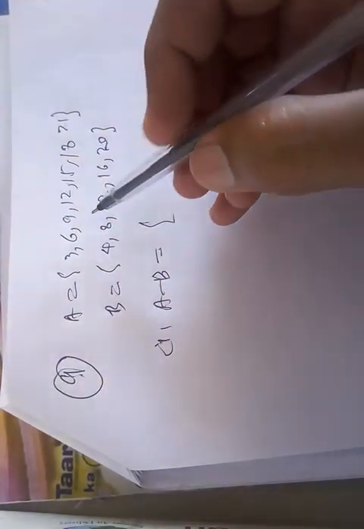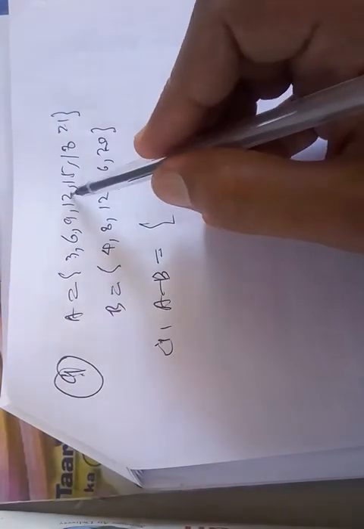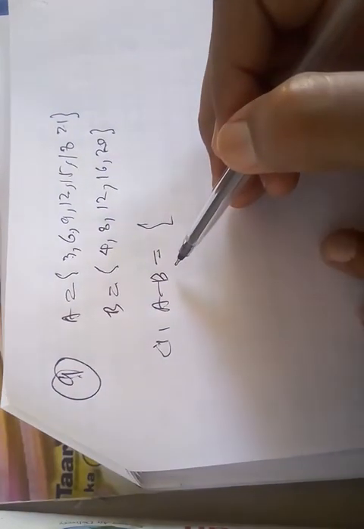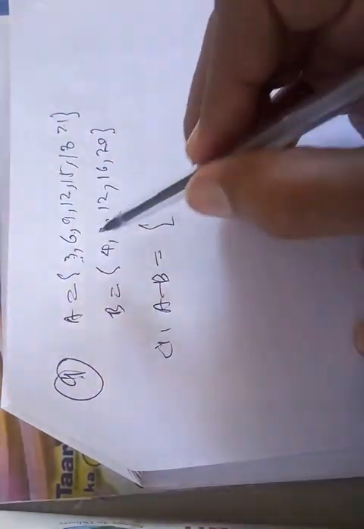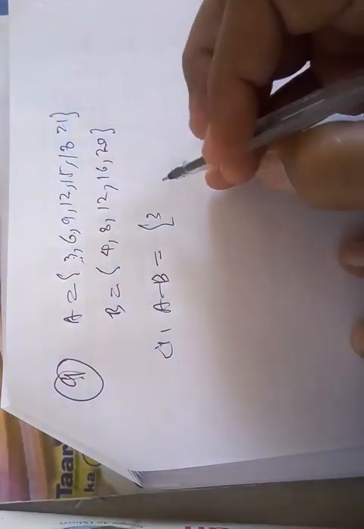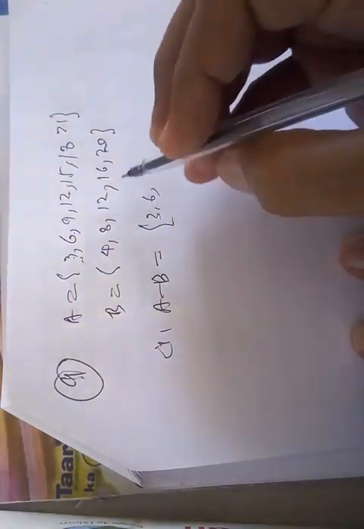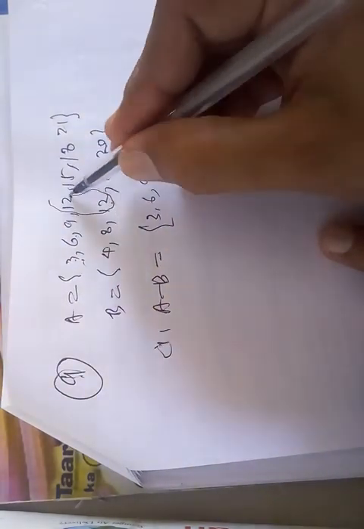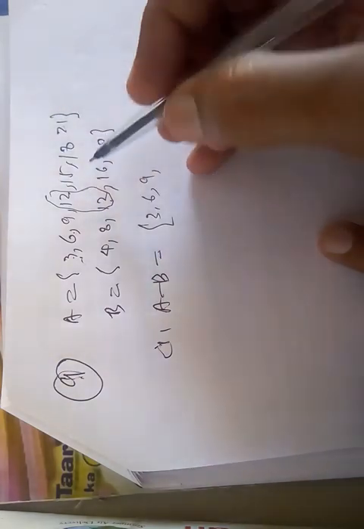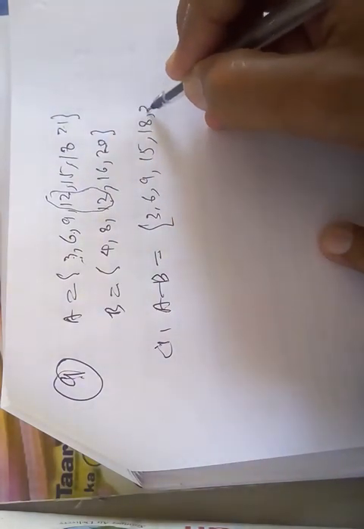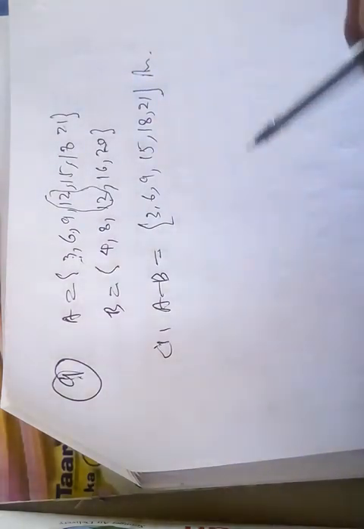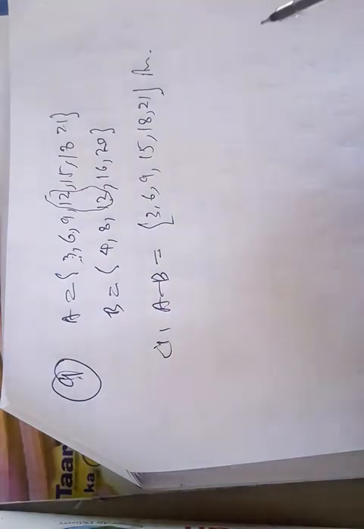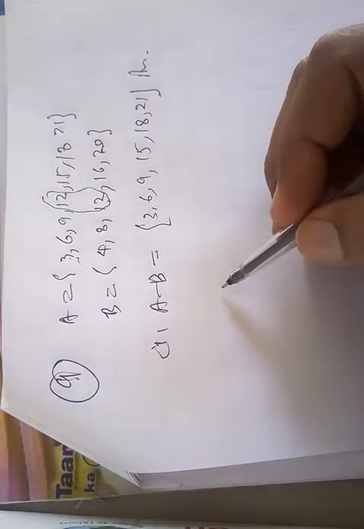A minus B: the remaining elements of A are A minus B. The common element is subtracted from A. So 3 is not in B, 6 is not given, 9 not given, 12 is here so 12 is removed, 15, 18 and 21 remain. That is your answer. The remaining elements of A are called A minus B, and the common element is subtracted. Can you solve this type of question?